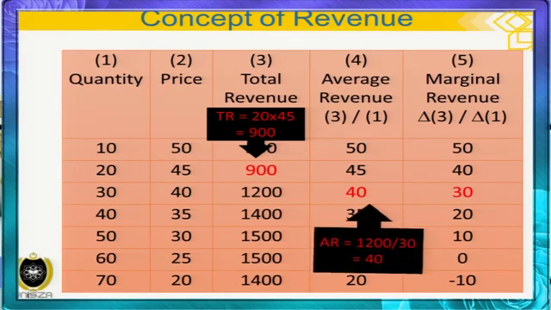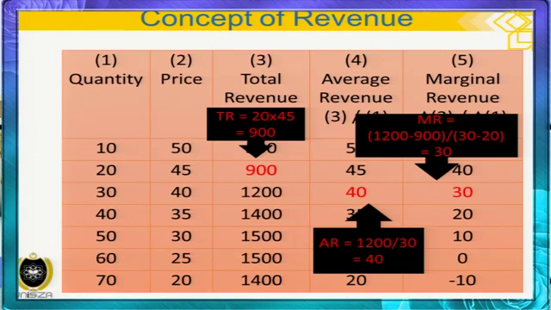Okay, how to calculate the average revenue? Column 3 divided by column 1, which is 1,200 over 30, and the answer is 40. And the last, how to calculate the marginal revenue: 1,200 minus 900 over 30 minus 20, and you get the answer 30. Okay, see how simple it is to calculate the total revenue, average revenue and the marginal revenue.